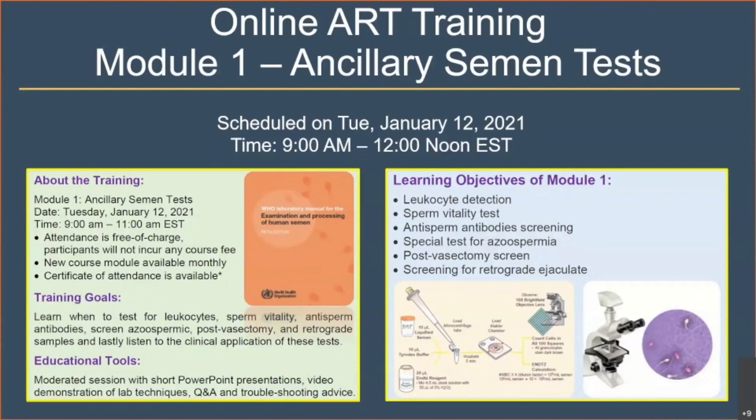So we are going to discuss leukocytospermia, or detection of white blood cells or infection, sperm vitality testing, anti-sperm antibody screening, special tests for isospermia, post-vasectomy screening, and screening for retrograde ejaculate.